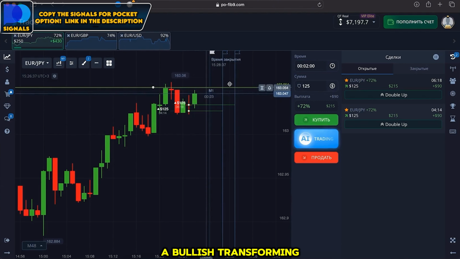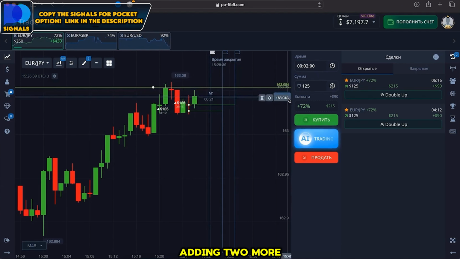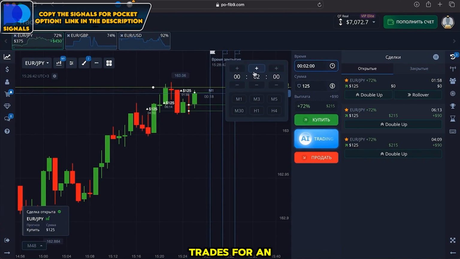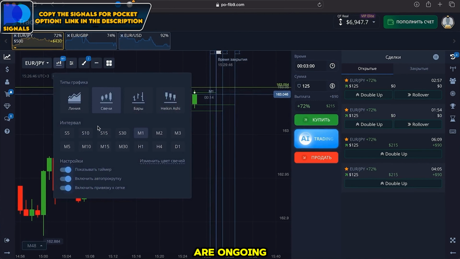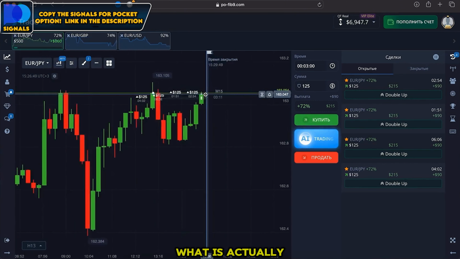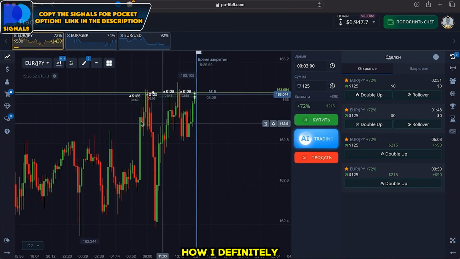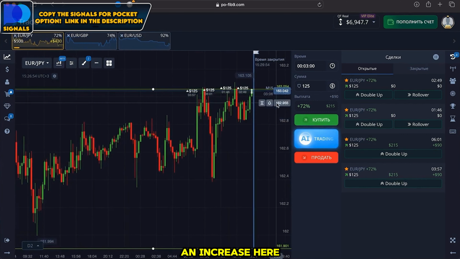We still have a bullish trend forming, so I am adding 2 more trades for an increase, for 2 minutes and 3 minutes. And while our trades are active, let's figure out what is actually happening here, and how I confidently open for an increase here.